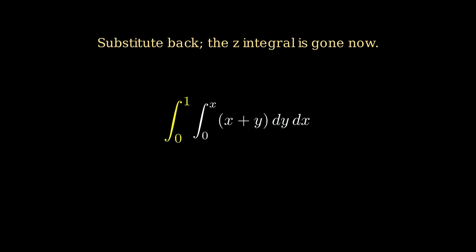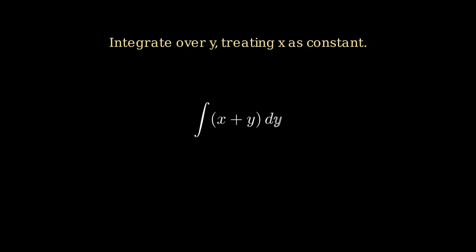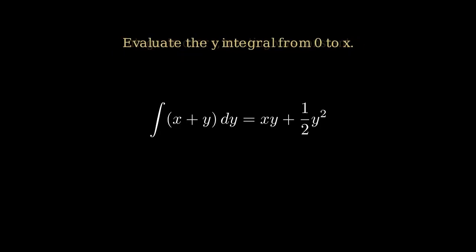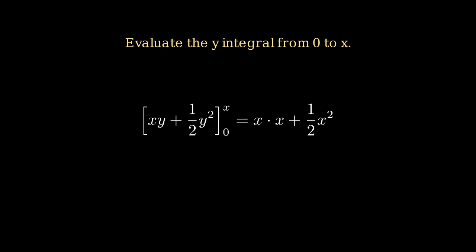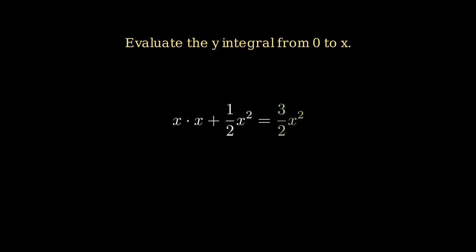Now we have integral from x equals 0 to 1 of integral from y equals 0 to x of the quantity x plus y dy dx. Next we integrate over y, treating x as a constant. Integral of the quantity x plus y dy equals x times y plus 1/2 times y squared. We evaluate this from y equals 0 to y equals x. This gives x times x plus 1/2 times x squared, which simplifies to 3/2 times x squared. We substitute this back, leaving only the x integral.